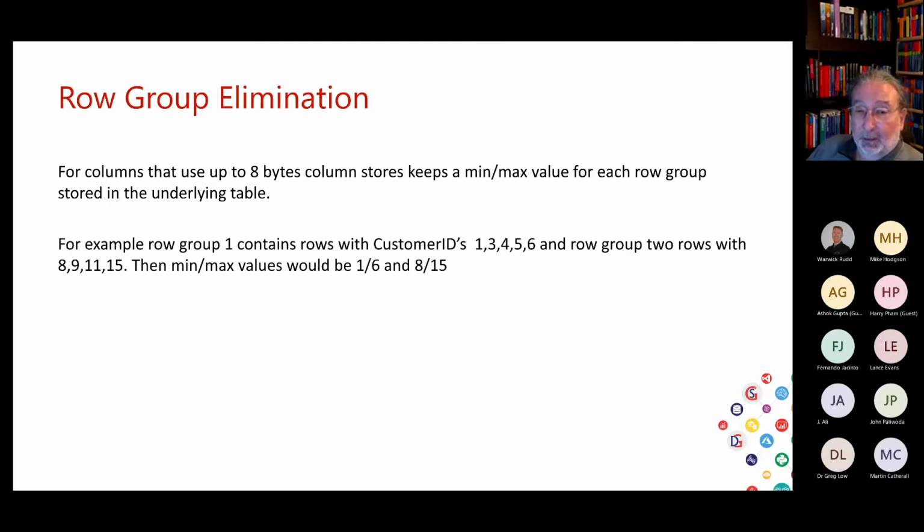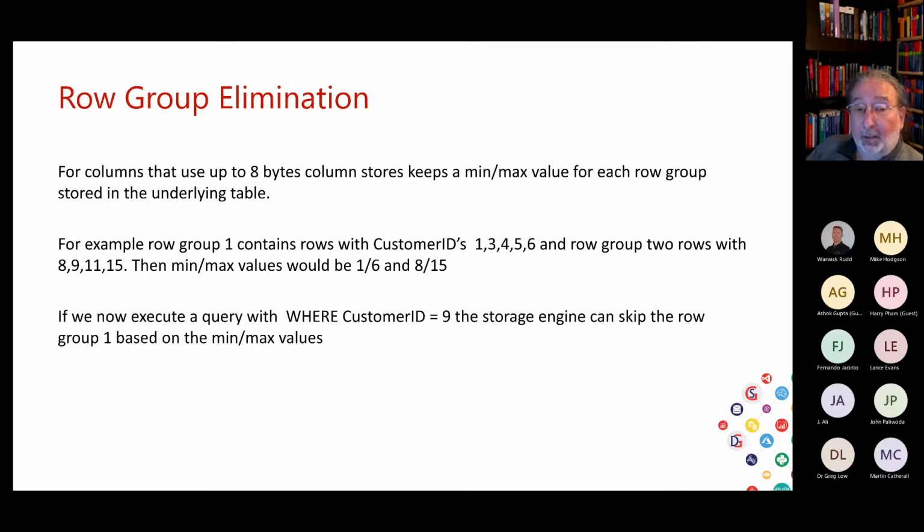So say row group 1 contains customer IDs 1, 3, 4, 5, and 6, and row group number 2 contains 8, 9, 11, and 15. Then the min-max values would be 1 and 6, and 8 and 15. Now, if we execute a query where customer ID is 9, it figures out immediately 9 is larger than 1, so it's a possibility, but it's also larger than 6, so it doesn't fit into the first row group. We can skip that one. We go right into the second one.